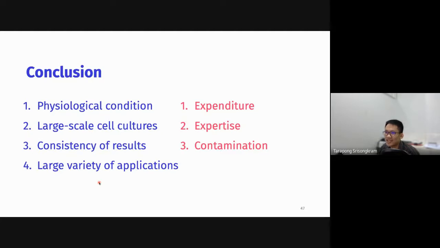So the conclusion of this lecture: the cell culture provides a physiological condition, and for the cell line, the benefit of the animal cell culture is that it provides a physiological condition, and it provides a large scale cell culture system. So we can use this large scale to produce more biological product, and it provides a consistency of the results, and it has a large variety of applications. However, it has the drawback, which is it can be costly.